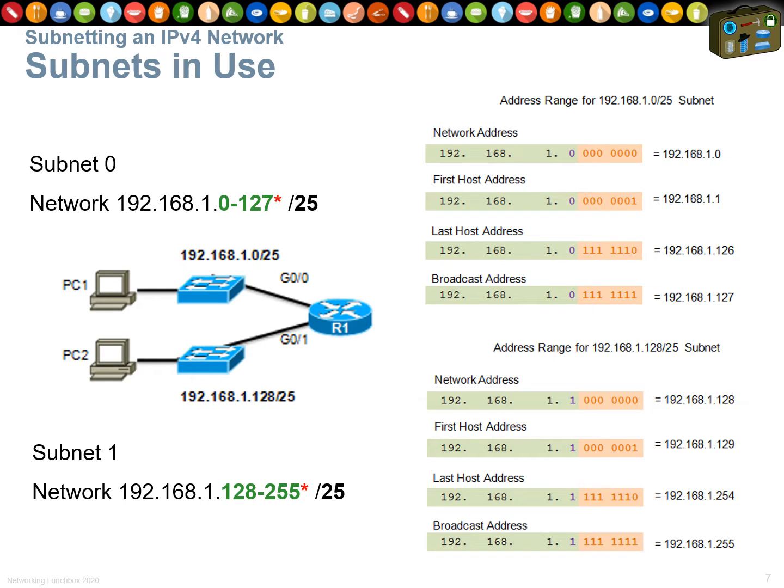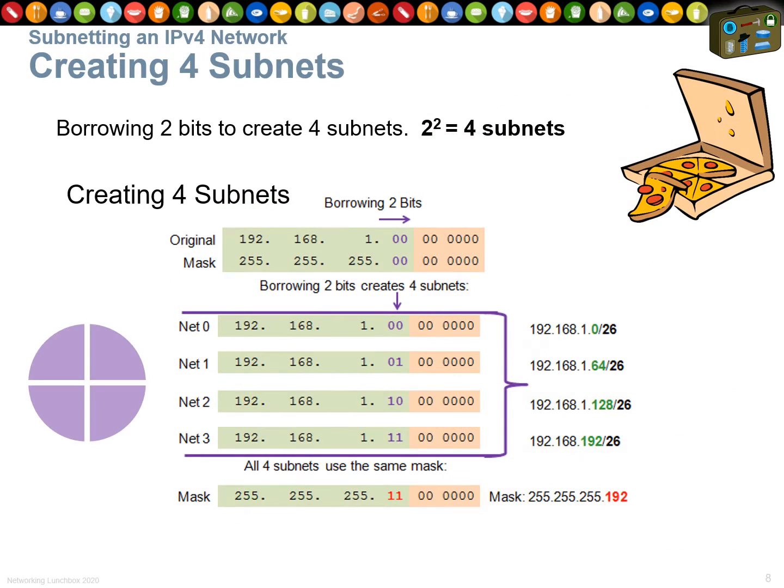The purple number in the middle is a representation of the network ID. The top one is 0, and the second one is 1. What would happen if we borrowed 2 bits? 2 to the power of 2 equals 4, so we created 4 subnets. But there are only 6 bits left over. So therefore, we only have 62 possible hosts in each of those subnets.